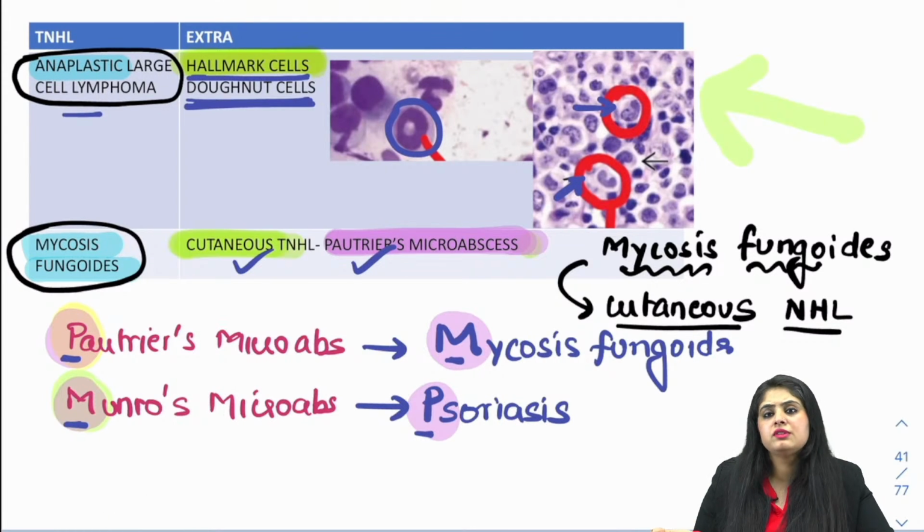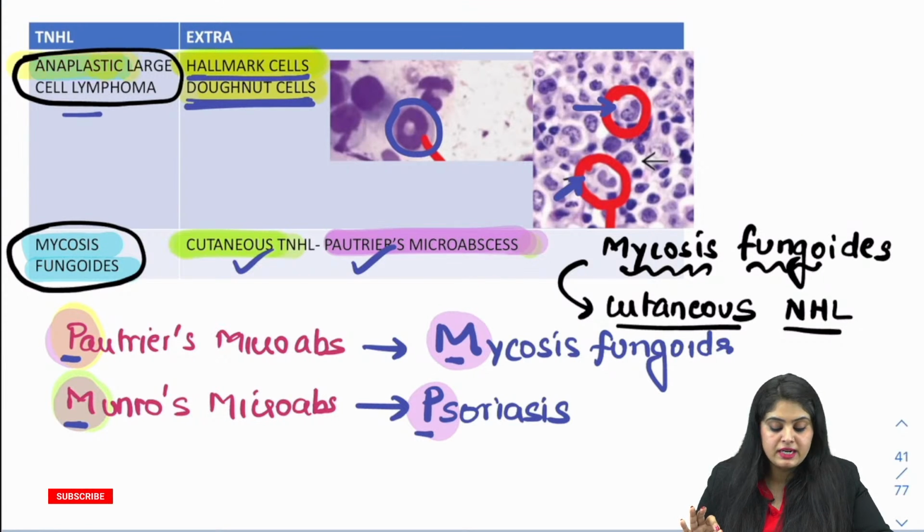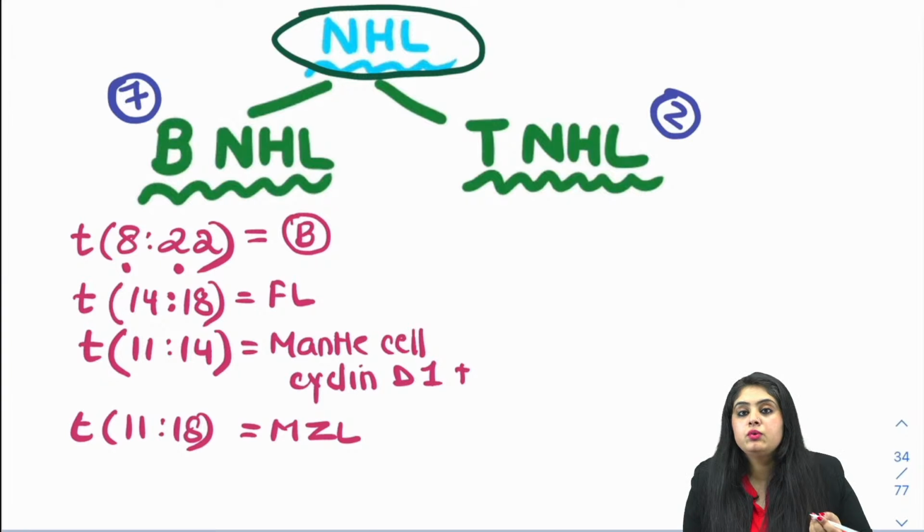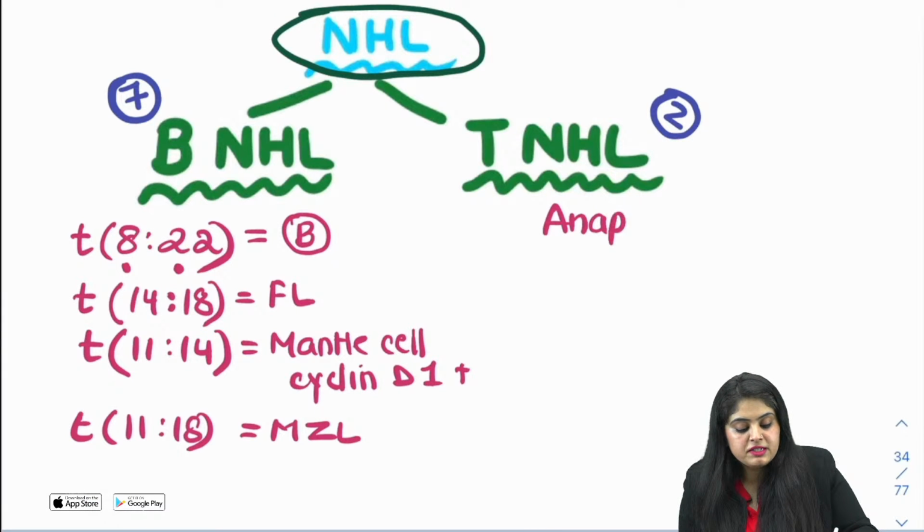So this picture is useless after that. Ma'am, this word will always be written. Hallmark cells are seen, donut cells are seen. I will be able to identify that it is anaplastic. So now coming back, since all of you were worried, there are only two T-NHLs. One is anaplastic lymphoma, which is T-NHL, and the other is mycosis fungoides, which is T-NHL.